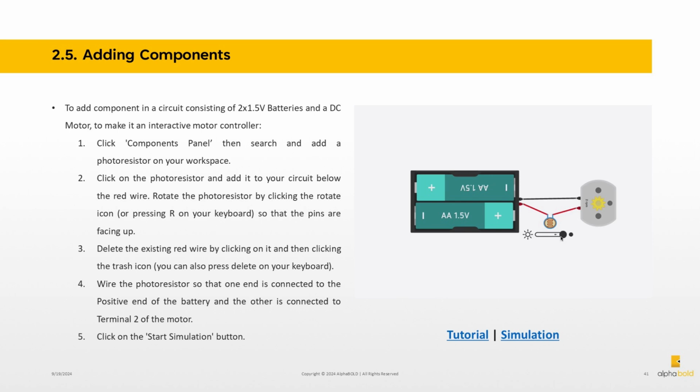Rotate the photoresistor by clicking the rotate icon or pressing R on your keyboard so that the pins are facing up. Delete the existing red wire by clicking on it and then clicking the trash icon. You can also press delete on your keyboard. Wire the photoresistor so that one end is connected to the positive end of the battery and the other is connected to terminal 2 of the motor. Click on the Start Simulation button.